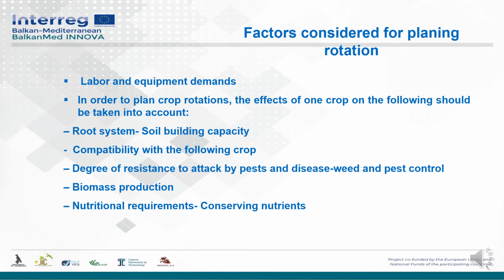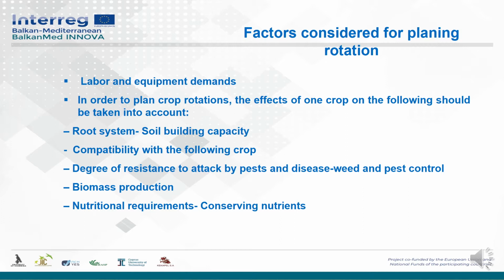Another factor that is important to be considered is the demand for labor and for different equipment that different plants have, depending on their characteristics and agricultural practices. What else? In order to plan crop rotation, the effects of one crop on the following crop should be taken into account. What will we take into account?